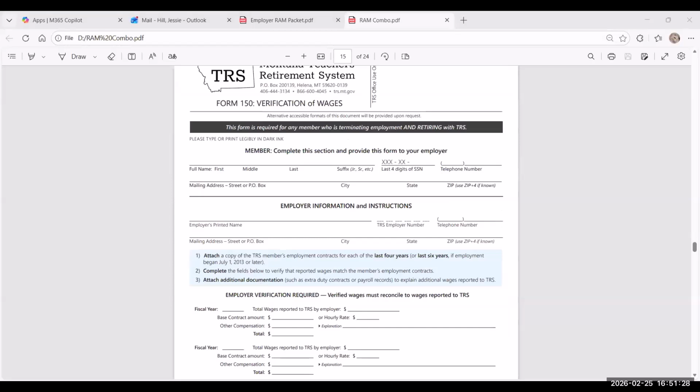We have auditors, the Montana state auditors. They come in and audit our retirement system, and we have to reconcile how we're calculating somebody's benefit to what was reported to TRS by you as the employer. In the past, we've had to follow up quite a bit with you as the employer, because we didn't really have a form. We were just saying, please include the contracts, any extra duties contracts, or payroll records, so we can reconcile to what was reported by you on your report.